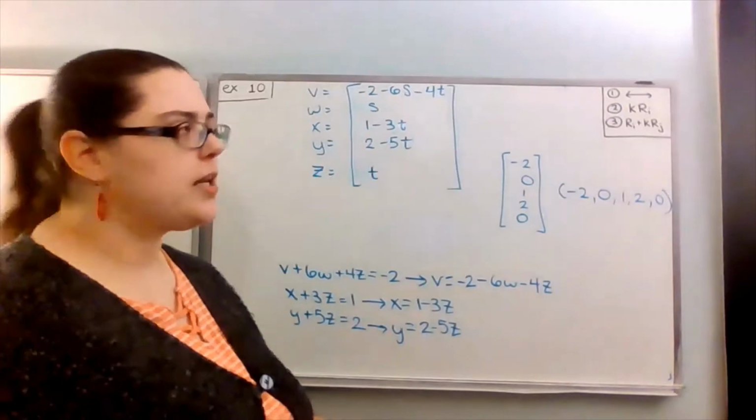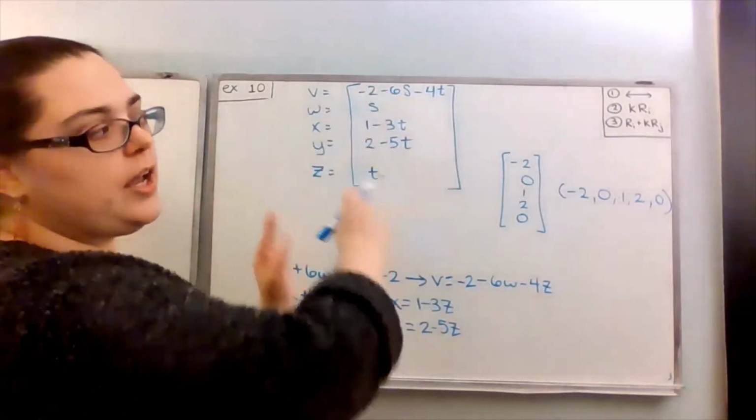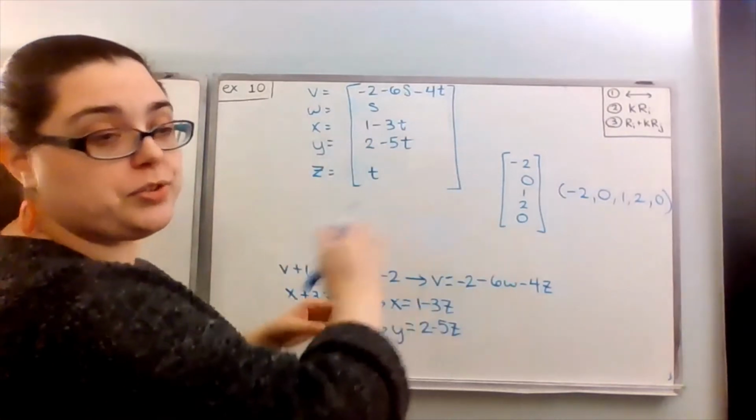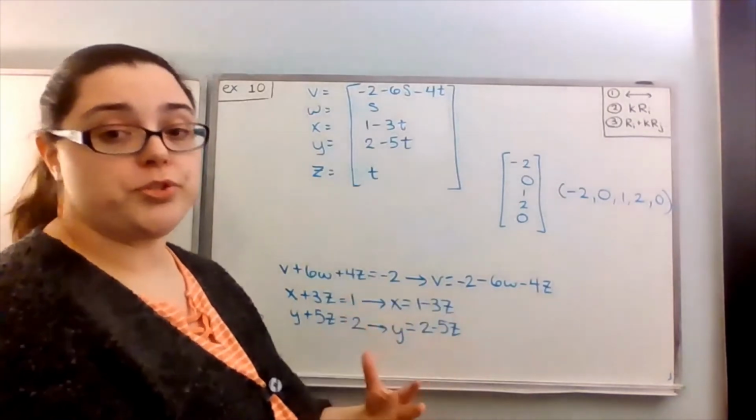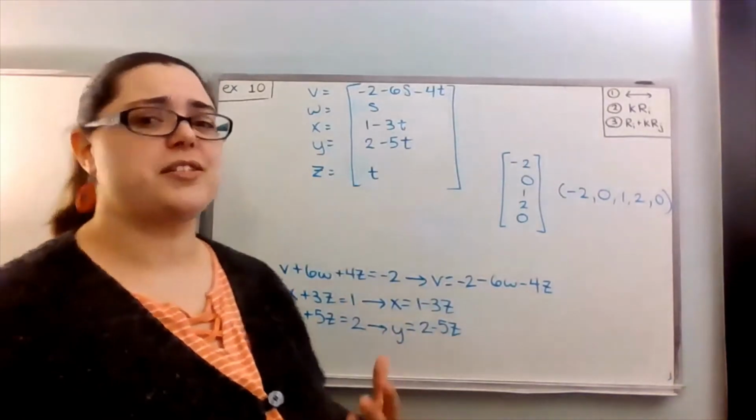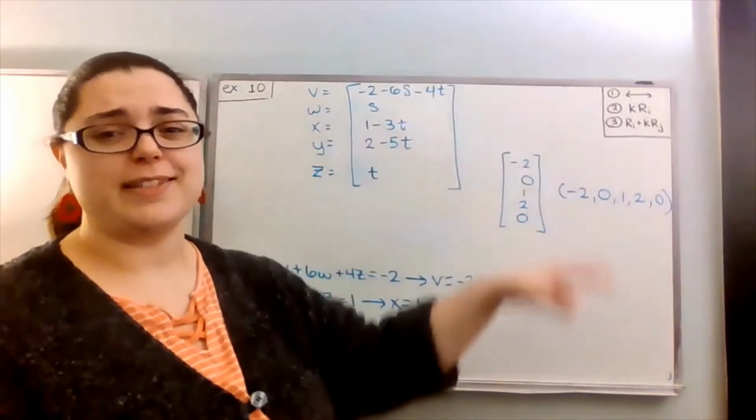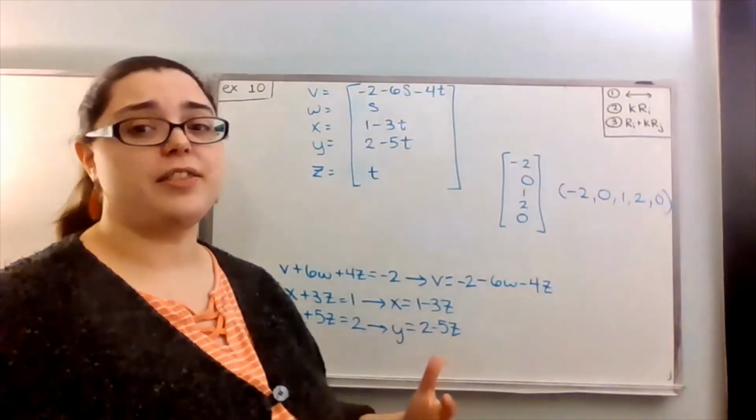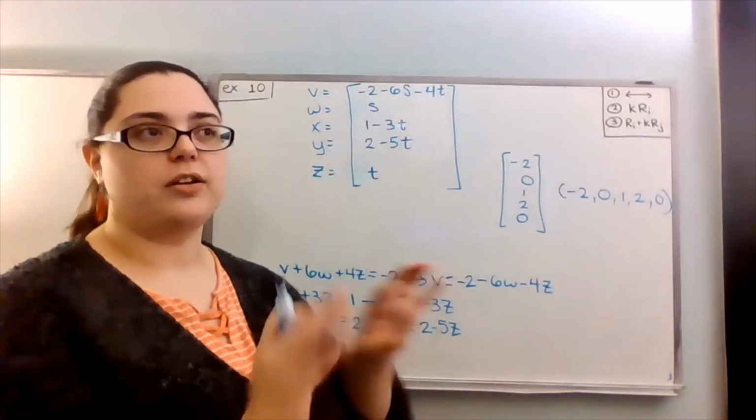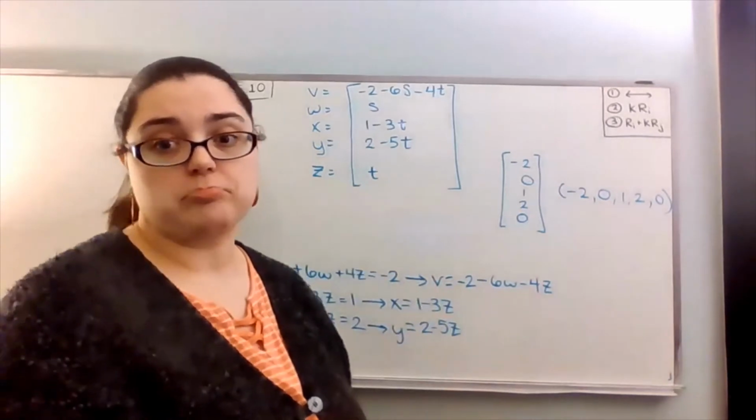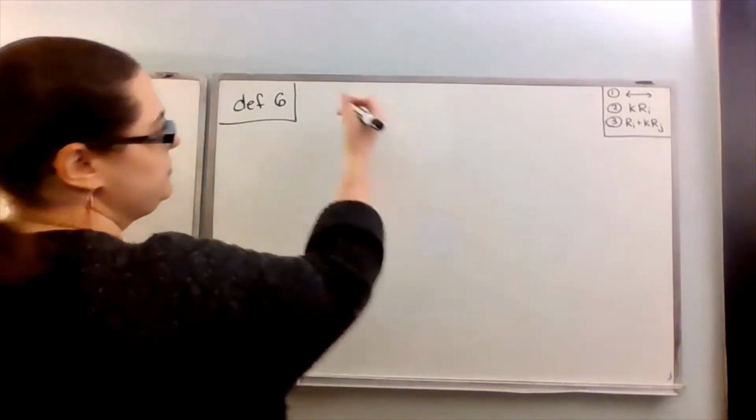So this process of taking an augmented matrix and row reducing using our elementary row operations until we get to row echelon form or reduced row echelon form is a process that was established by Carl Gauss way back in the day. And because of that, this process is going to be named after him. So let's do a definition to define what this process is. Here's our definition 6.